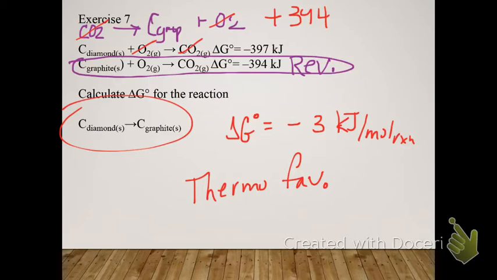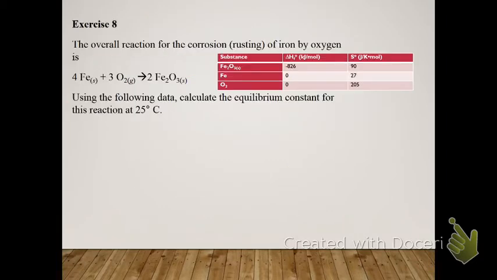Okay. Moving on, next problem. Oh, this one's a fun one. Okay. So we have this reaction. We've got some delta H values and some delta S, and it says calculate the equilibrium constant. What? So we're going to use this equation. Delta G is equal to negative RT ln K. All right, problem is we don't have delta G, do we? No, we do not. But we can get delta G, can we not?